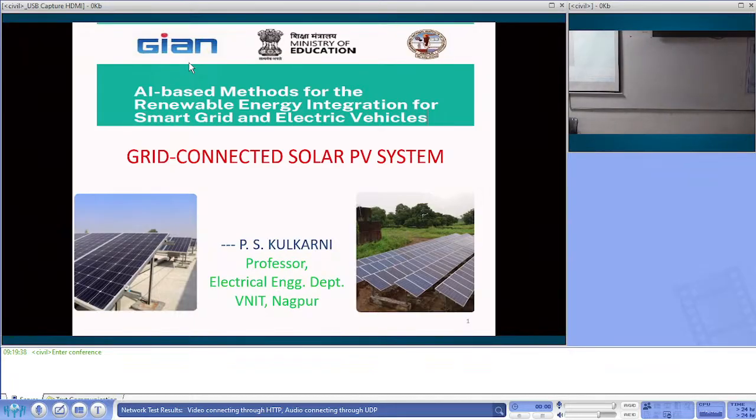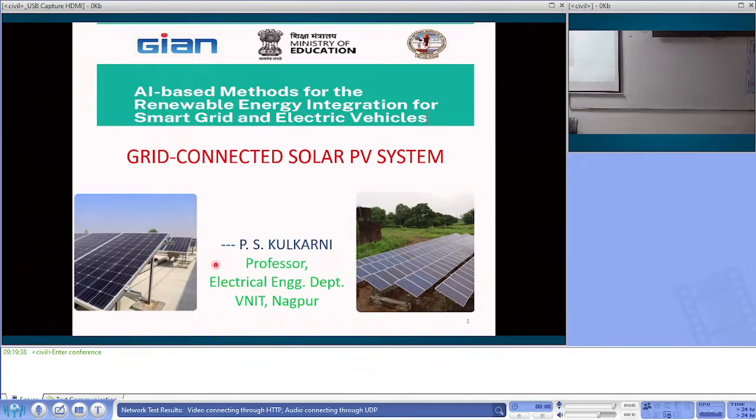Okay, so a few images are shown on the title slide, grid connected solar PV system. On the left hand side you find that this is a rooftop solar, the area in which my scholar Jay is working for his MTech project. Another, you find a ground mounted grid connected solar PV plant, this rooftop plant. In addition, we have in India canal top 1 megawatt in Gujarat.